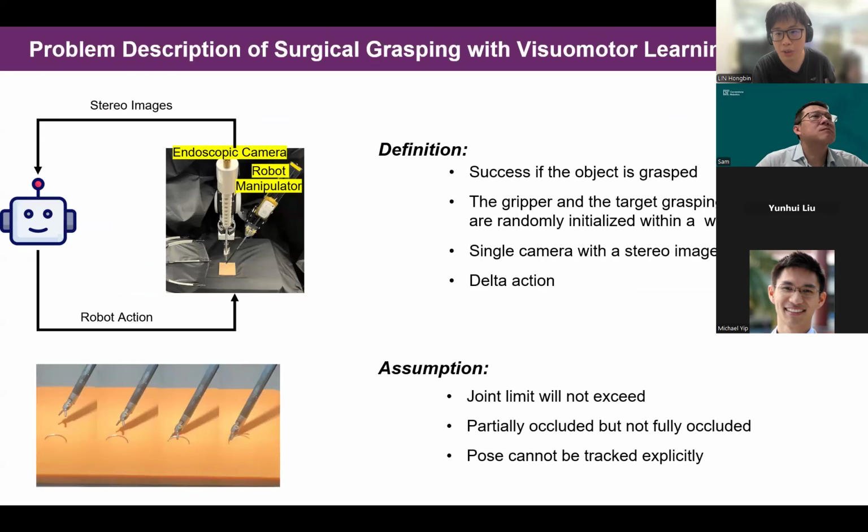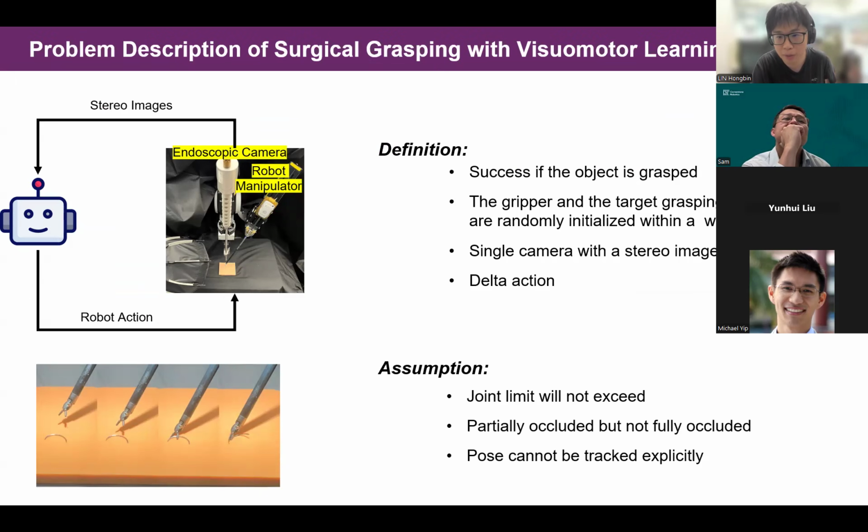So our goal is to control a robot arm with an arbitrary gripper to grasp an arbitrary target object within the workspace. The observation is the stereo image, and we control the gripper with the robot action. We consider it a success if the object is grasped. The gripper and the target object can be randomized within the workspace.